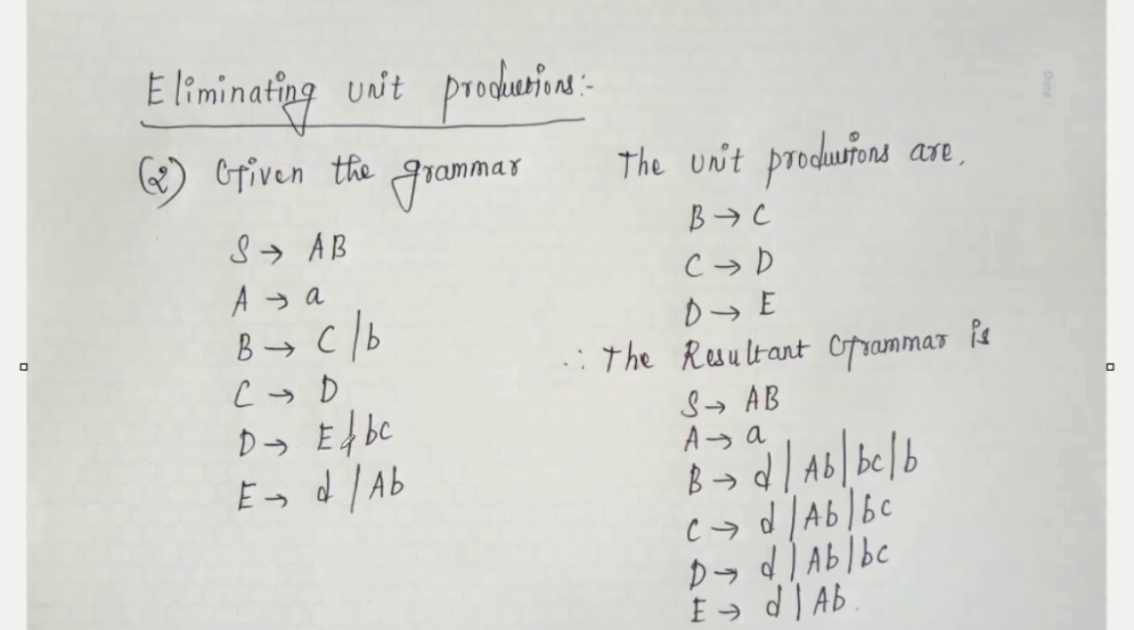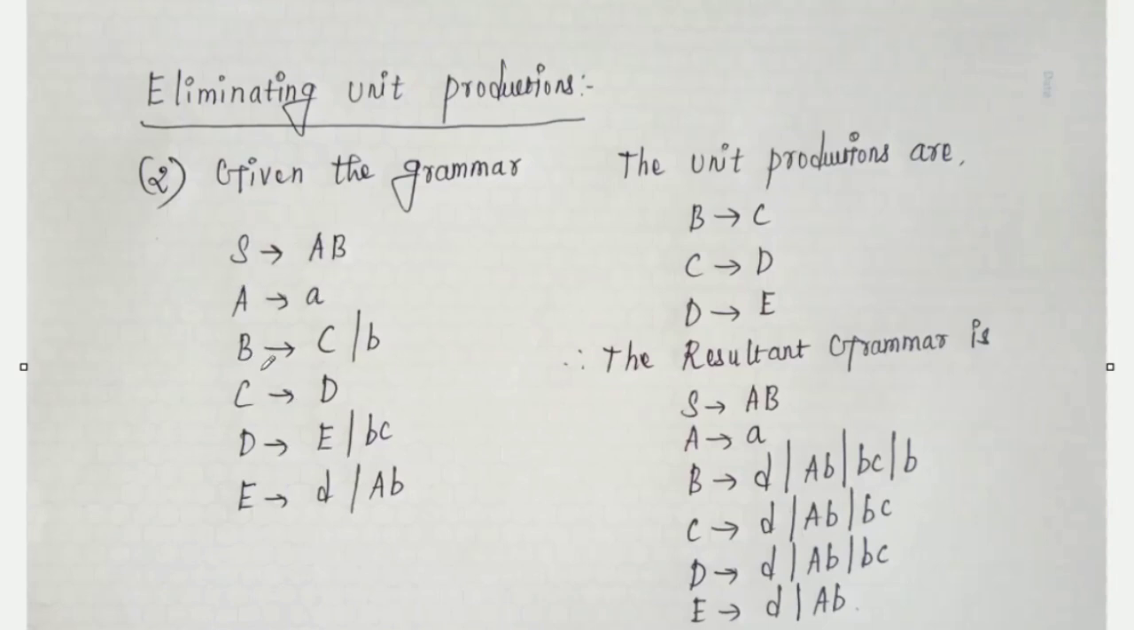In this line, capital E is a unit production. Then see the production E. E tends to D or non-terminal symbol A followed by terminal symbol b. We remove the unit production and substitute capital E with its terminal productions, which are D or AB. Leave the production as it is, bC. Here D tends to D or AB or bC. The remaining productions do not contain unit productions.